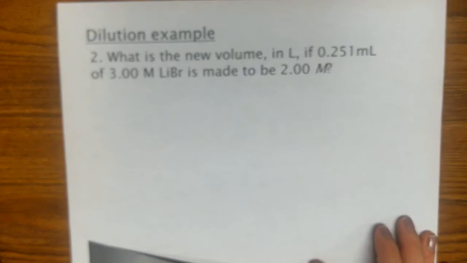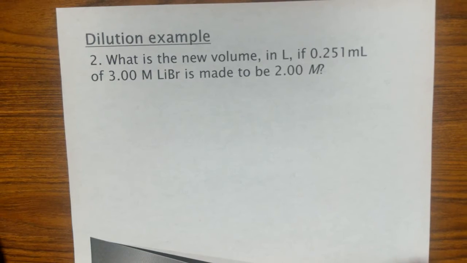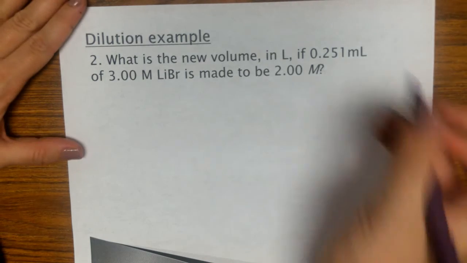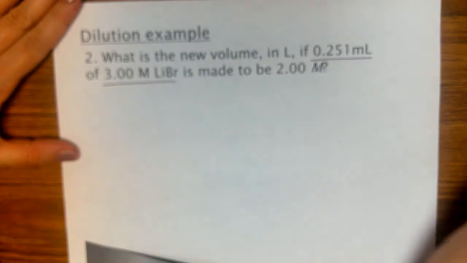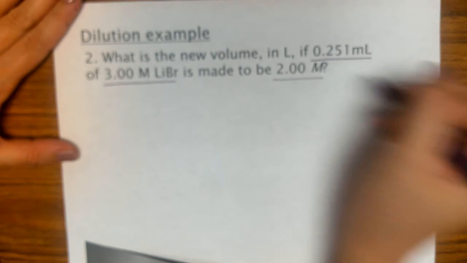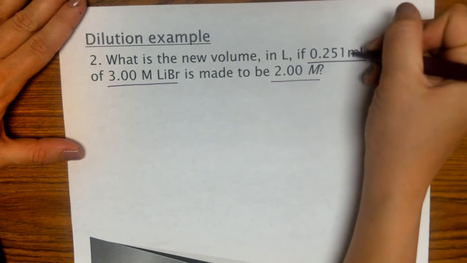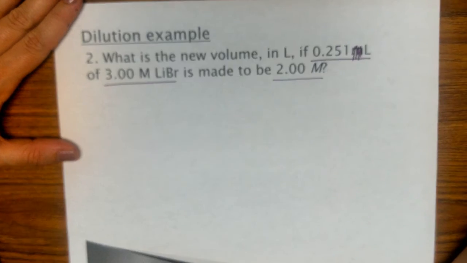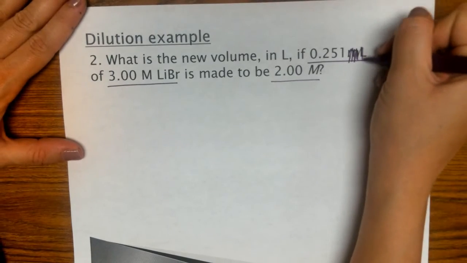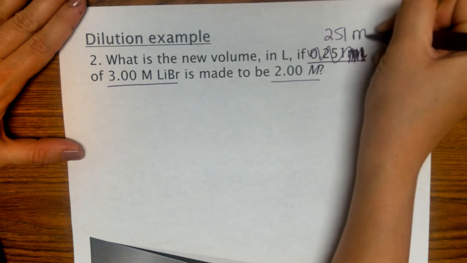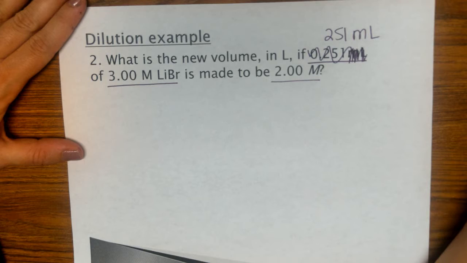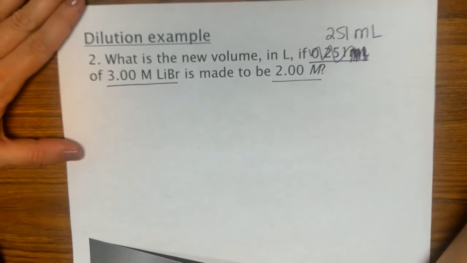We're going to do 2 more examples. So what's the new volume in liters if 0.251 milliliters of 3 molar LiBr is made to be 2 molar? This is going to be a really, really small number, so for the sake of that, let's change it to 251 milliliters. That way it's not a bunch of zeros, which is annoying.